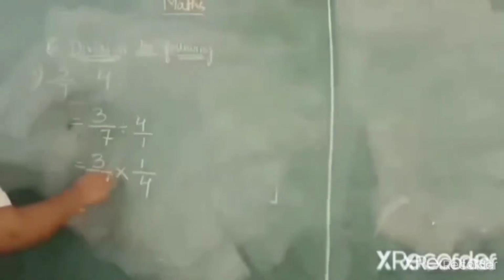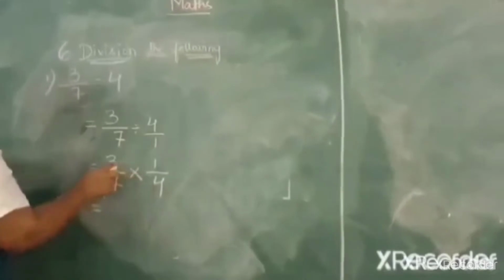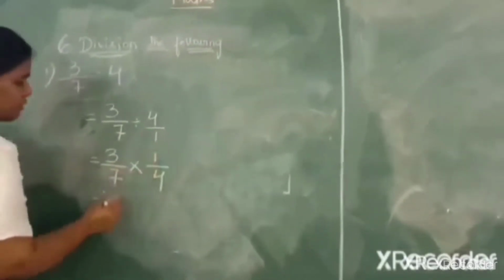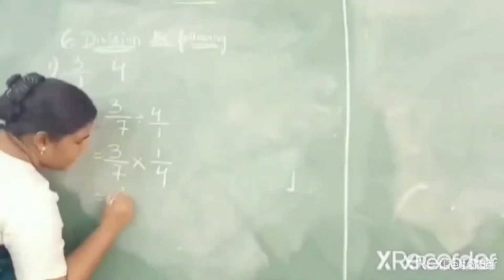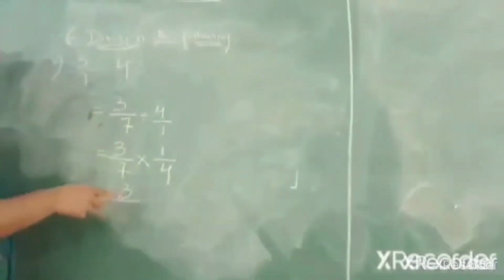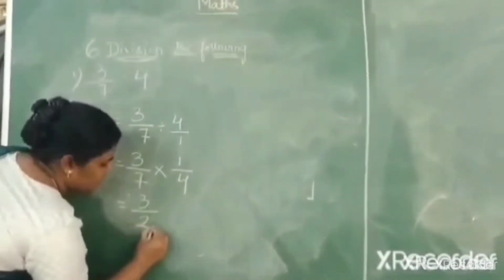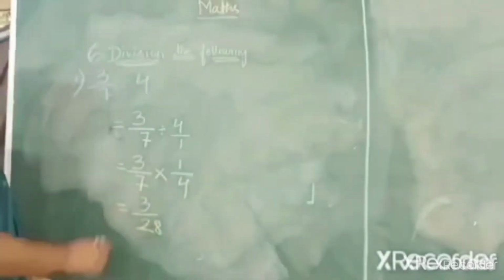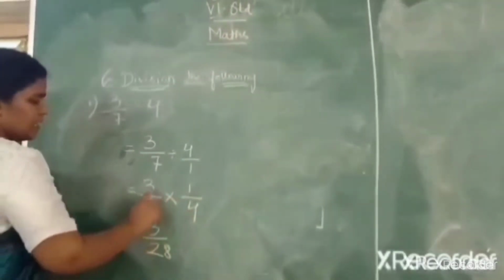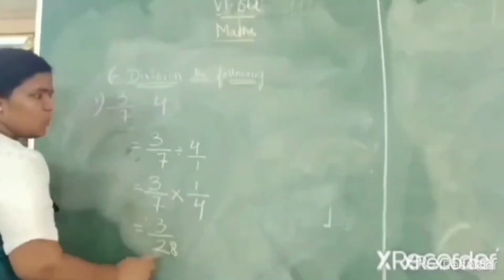See, there is no cancellation. We can't cancel 4 with 3 and 7 with 1. So 3 ones are 3 and 7 fours are 28. So we have got this. Okay. 3 by 7 into 1 by 4, 3 into 1 and 7 into 4, 28.